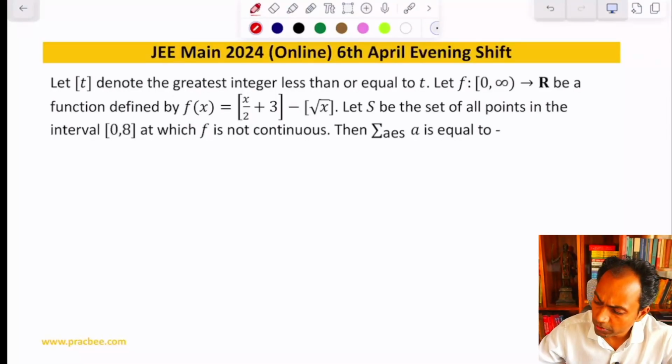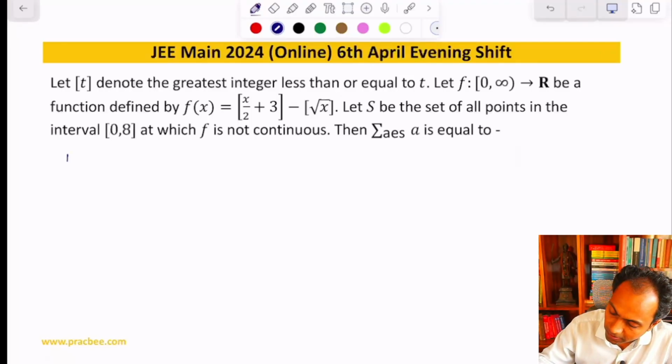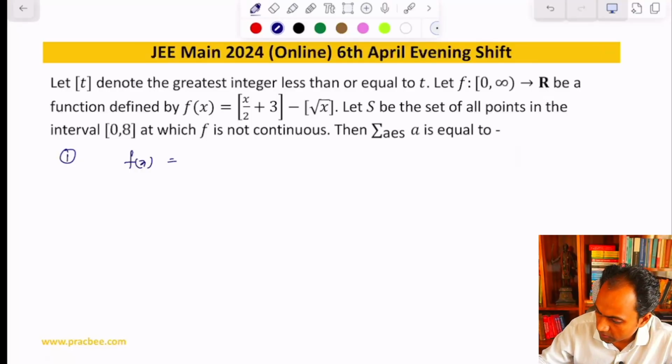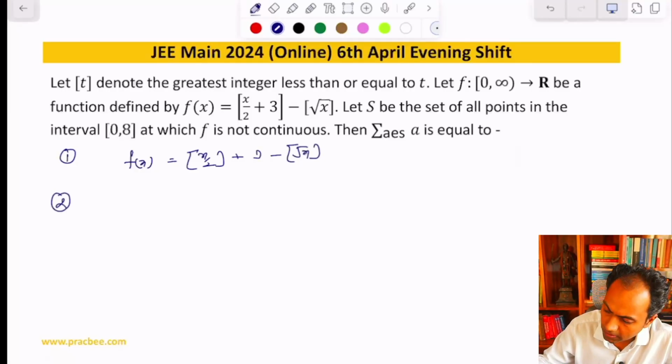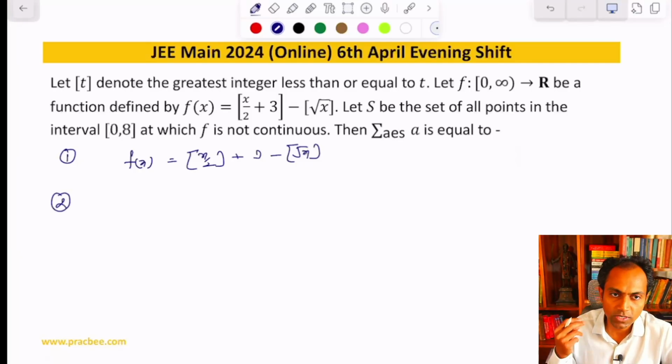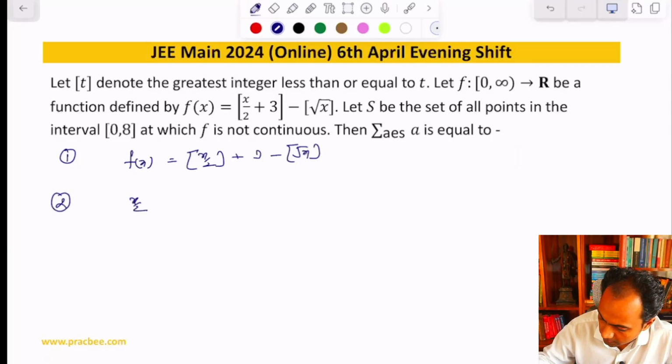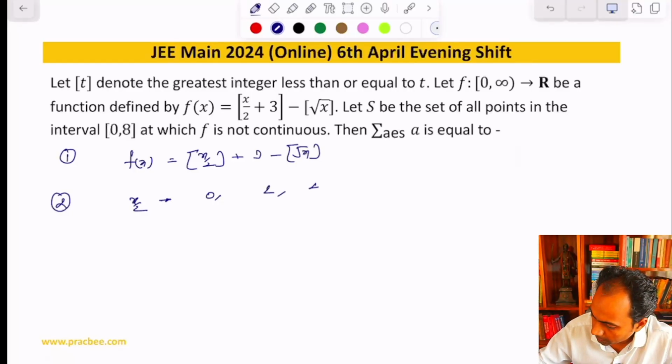Now if I look into this 2024 question, it can again be simplified using algebra. If you look into this function f(x) that is given to us, the first part, x by 2 plus 3, can be reinterpreted as x by 2 ka GIF plus 3 minus root of x. So you can see that this function will become continuous and discontinuous based on the values of GIF involved. First, GIF will become discontinuous whenever x by 2 is an integer. That is going to happen at 0, then at 2, then at 4, then 6, and then ultimately 8.